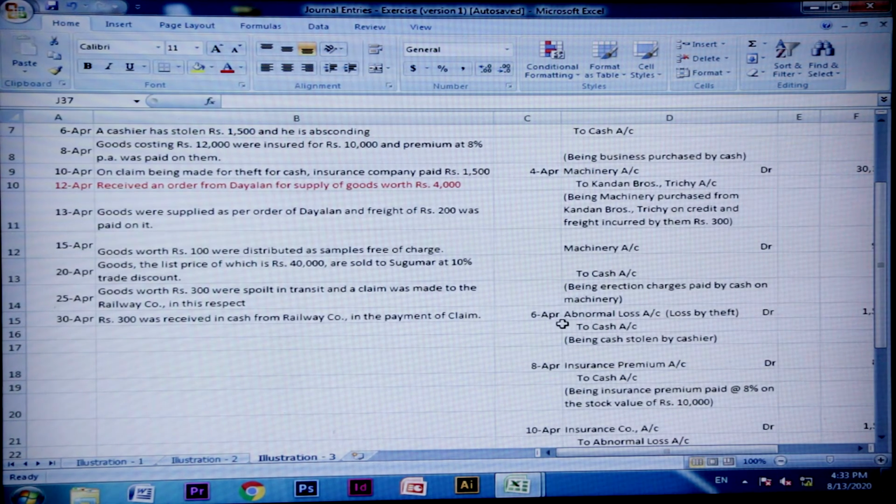20th April. Goods, the list price of which is rupees 40,000, are sold to Sugumar at a 10% trade discount. Usually the sale entry or purchase entry has to be recorded only after reducing the trade discount. Here the list price of the goods sold is 40,000, and they have availed the trade discount of 10%. So 40,000 into 10% is 4,000. The sale entry is made only for 36,000 rupees.